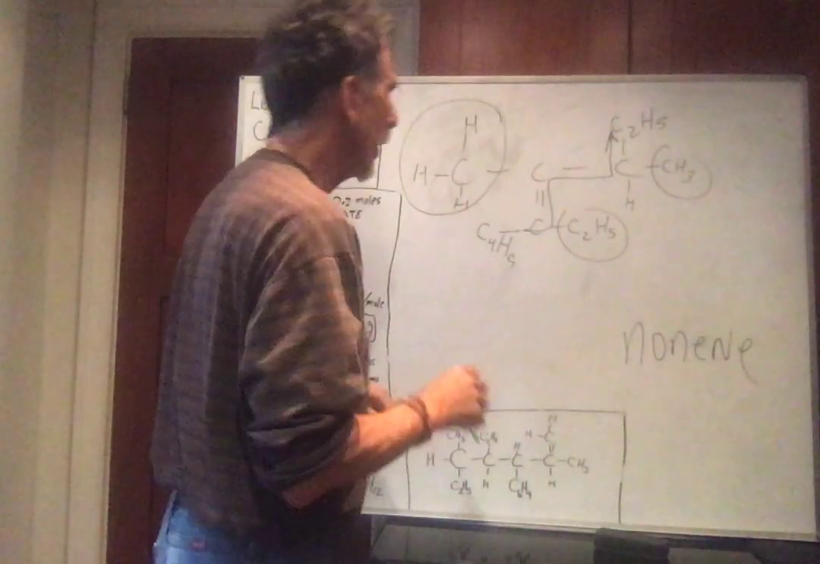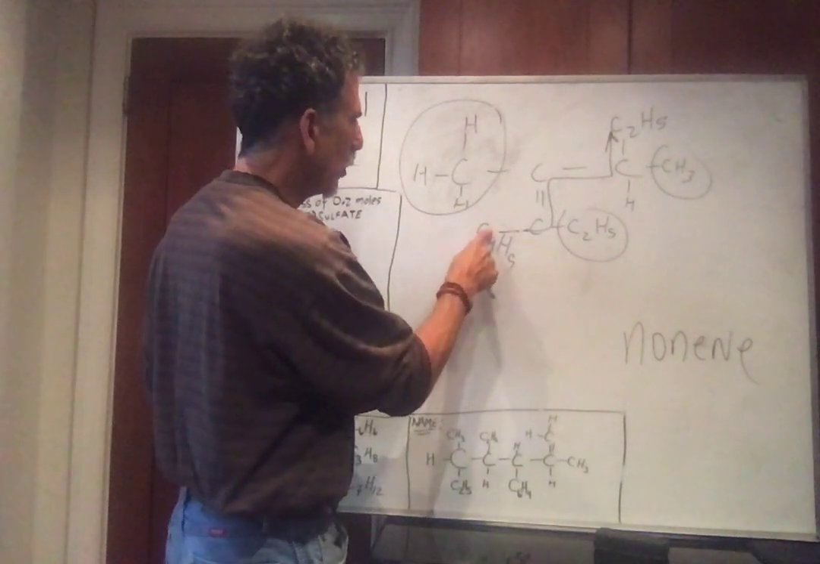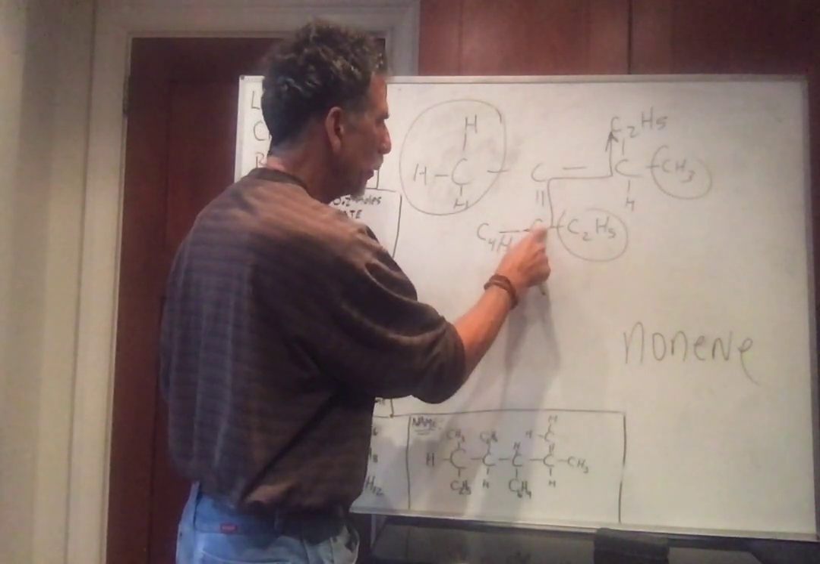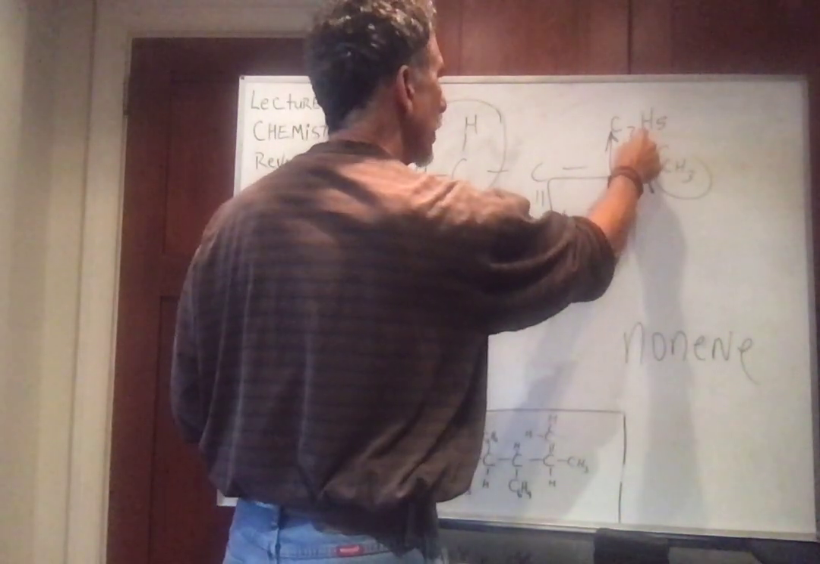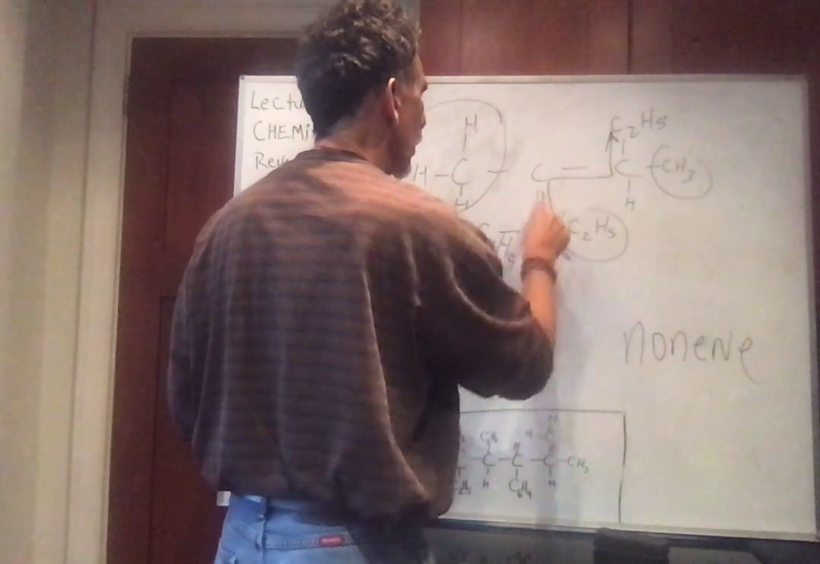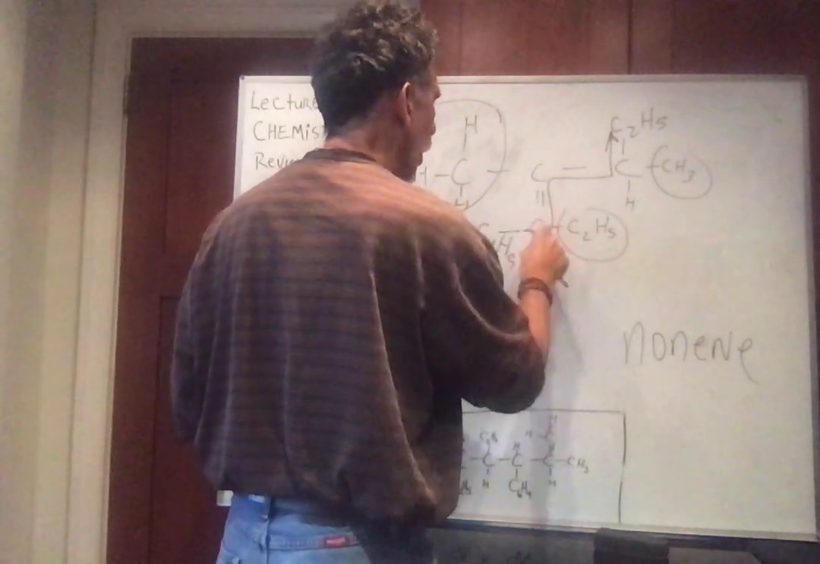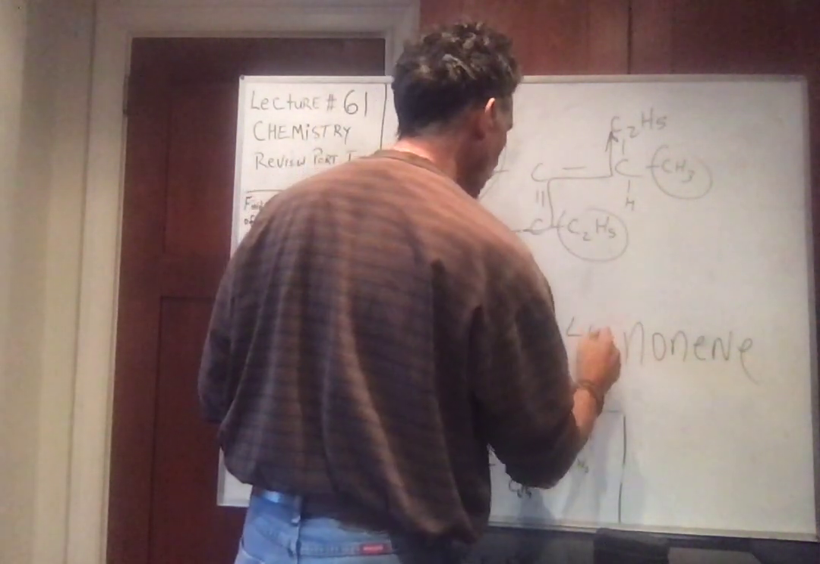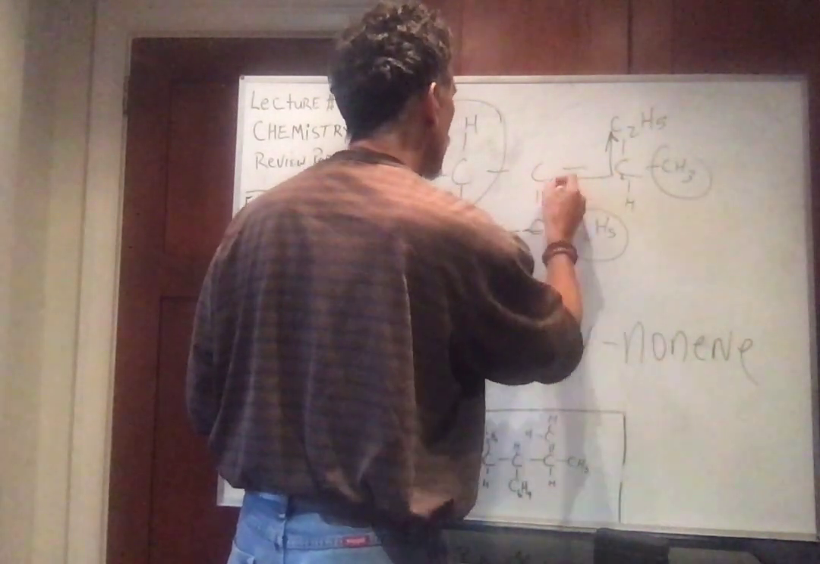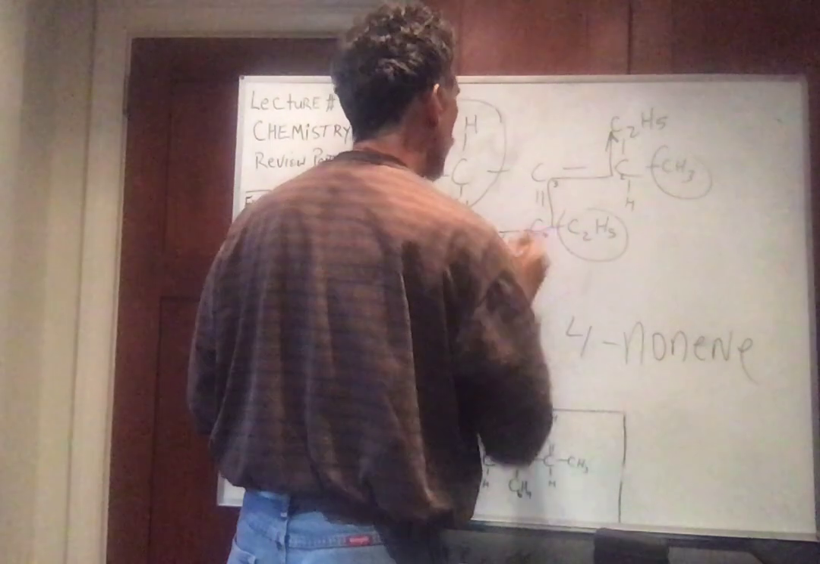Which way shall we count? If we count from this end, that's carbon 4, carbon 5. The double bond would be on carbon 5. If I count from this side, 2, 3, 4, right? The double bond would be on carbon 4, so it's a 4-nonene. I'm going to count this as carbon 1, carbon 2, carbon 3, carbon 4.